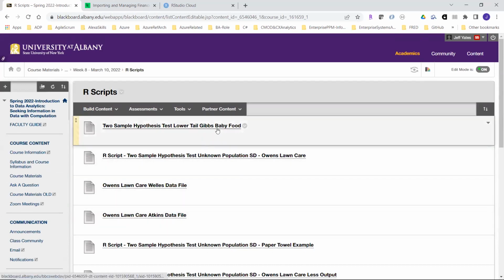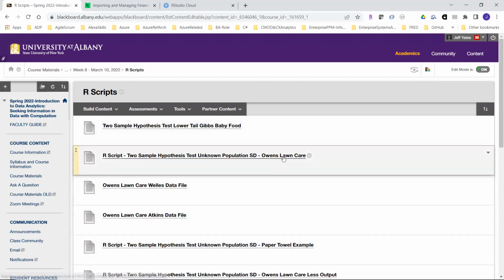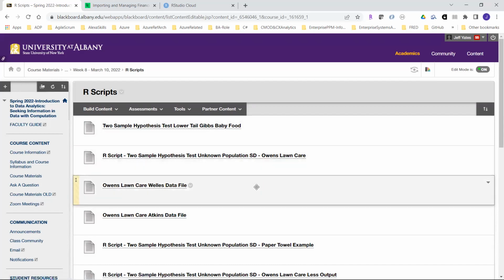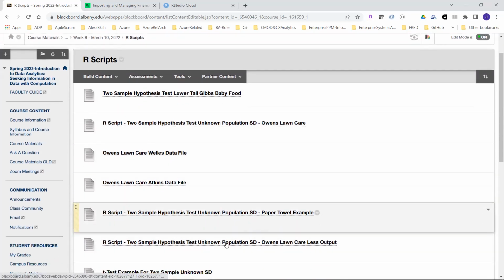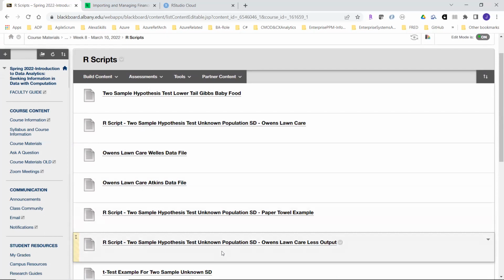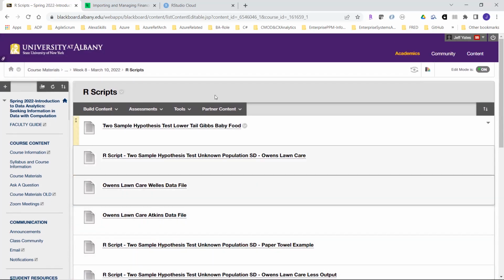One is a use case where baby food populations are compared. We're going to look at a lawn care example, I think it's lawnmowers and a manufacturing process. And then we're going to look at a paper towel absorbency example as well. So those are going to be our use cases that we're going to talk about.